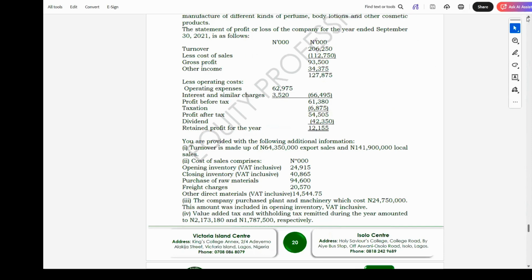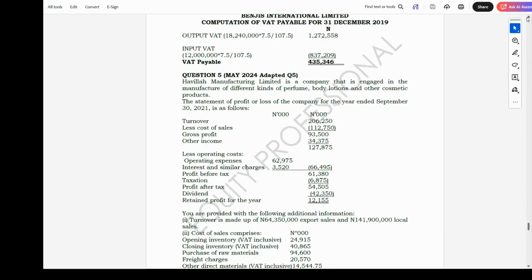Then you are also expected to deregister for the purpose of VAT after cessation within how many months? Within 3 months, which is 90 days. So that is what the law says, for the process of computation of value added tax.